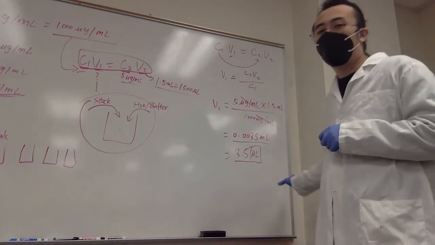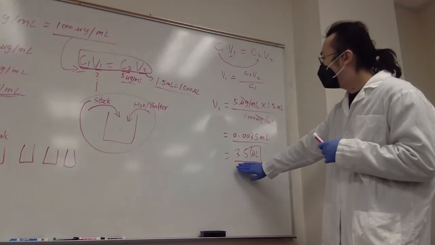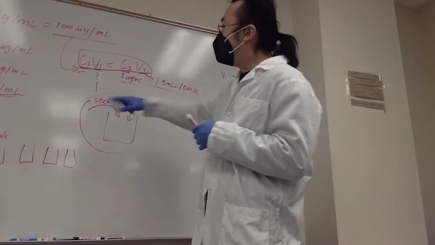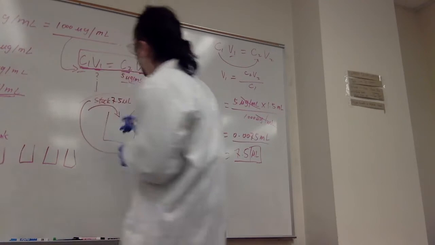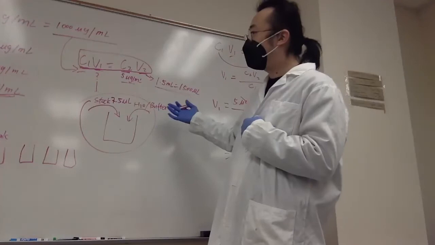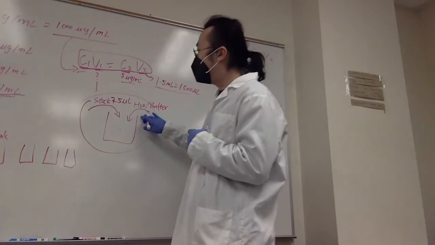Let's go back to these figures. We calculated that the result for V1 is 7.5 microliters, which means, if you go back to this figure, we are going to add 7.5 microliters of the stock. The only thing we are missing here is how much water. In this case, we are using water, but sometimes your molecule is dissolved in a buffer, so we would use buffer that way. But here, we are using water.